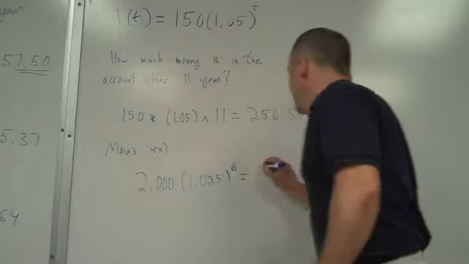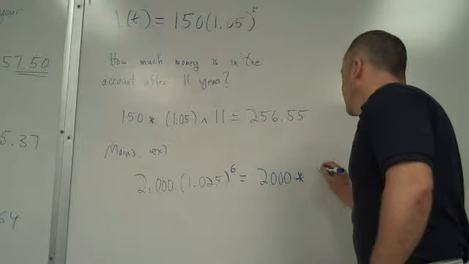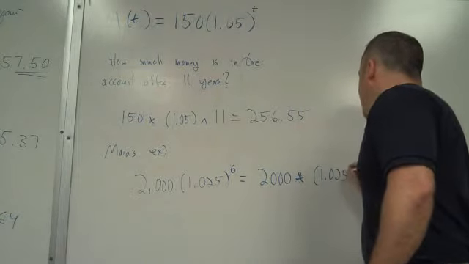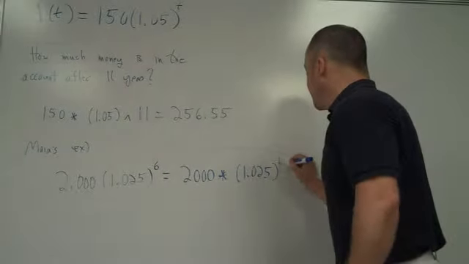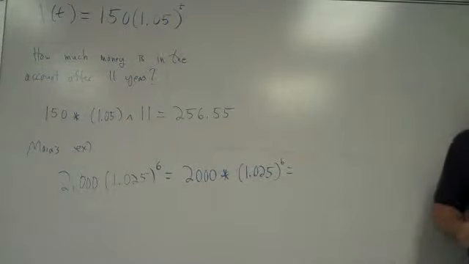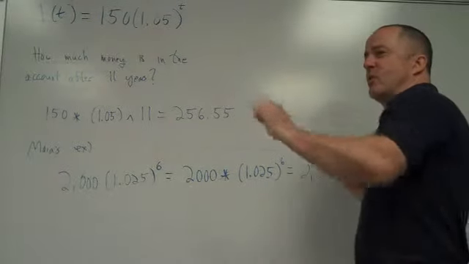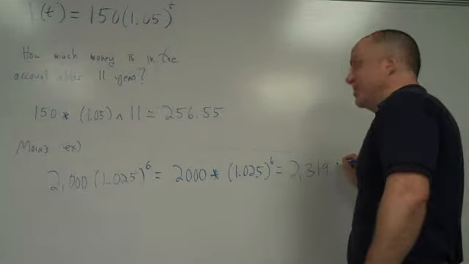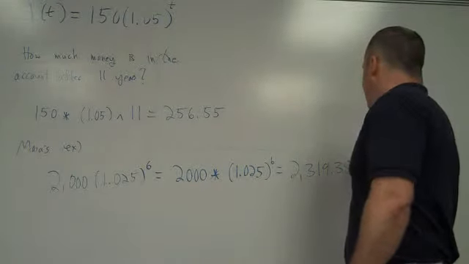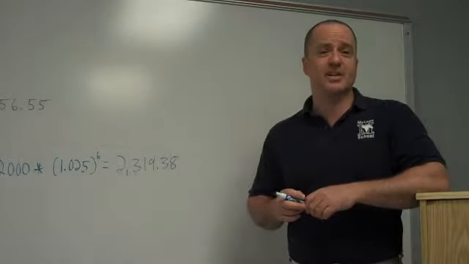Okay, so in your calculator you go 2000 times 1.025. Remember, this 025 is your 2.5% interest. Raised to the 6th power. Somebody quick, calculator. $2,323.38. So you'll have earned $323? $319 and how many cents? 38. You'll have earned $319.38 doing nothing. It's better than keeping it stuffed in your mattress.